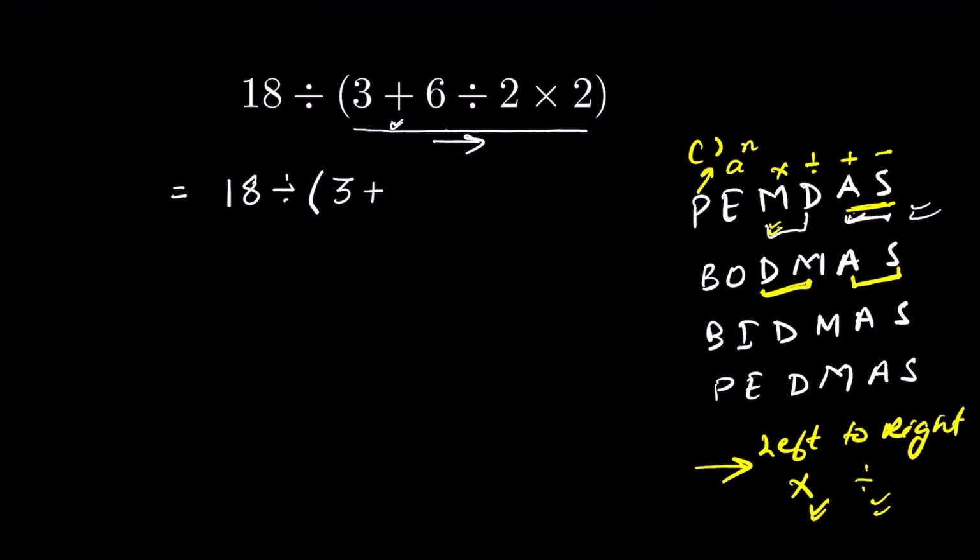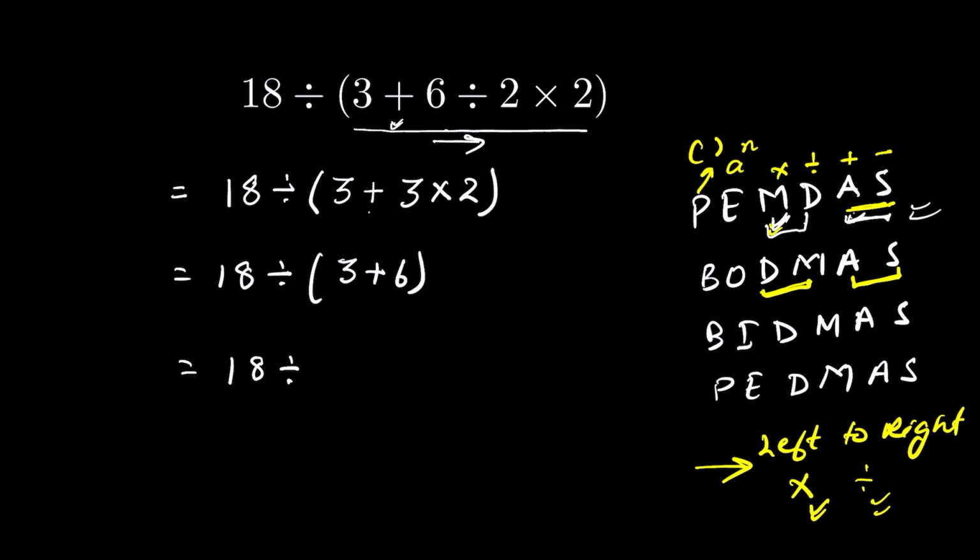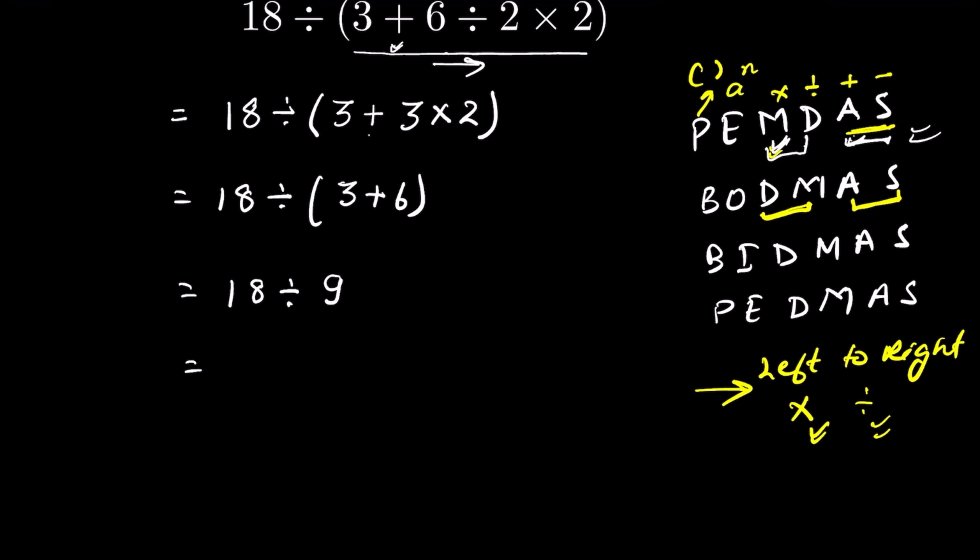So 3 plus 6 divided by 2 is 3, and then multiplied by 2. 18 divided by... Now again between addition and multiplication, of course we have to do multiplication first. So 3 times 2 is 6. So 3 plus 6. So 18 divided by... Now 6 plus 3 is 9. So write 9. Now 18 divided by 9 is 2. So this is our answer.